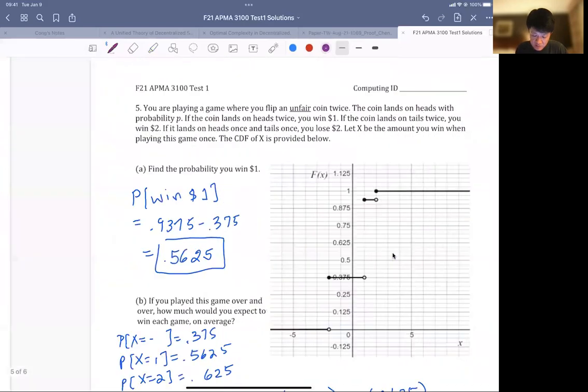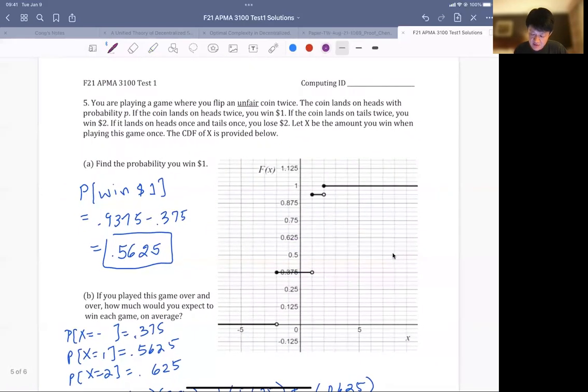All right, so let's move on. This is the expectation and the CDF question for discrete random variables. So let's read the question. You are playing a game where you flip an unfair coin. Notice now here is an unfair coin, and you flip it twice.